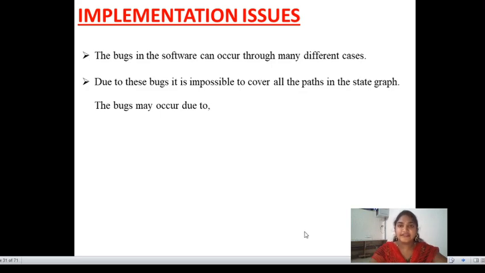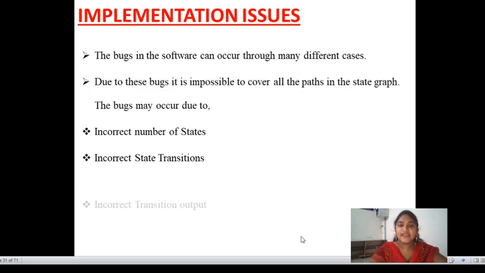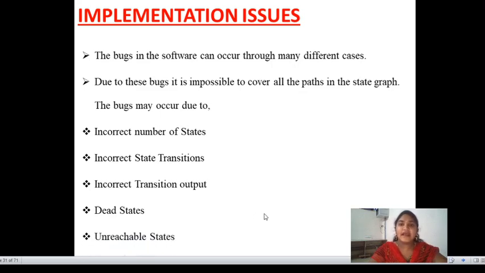Due to these bugs, it is impossible to cover all the paths in the state graph. Entire states or entire paths cannot be covered in state testing. So mainly in that case the bugs will occur. One of the main causes for implementation issues when bugs occur is an incorrect number of states, incorrect state transitions, incorrect transition output, dead states and unreachable states. These are some of the bugs that may occur due to these cases.